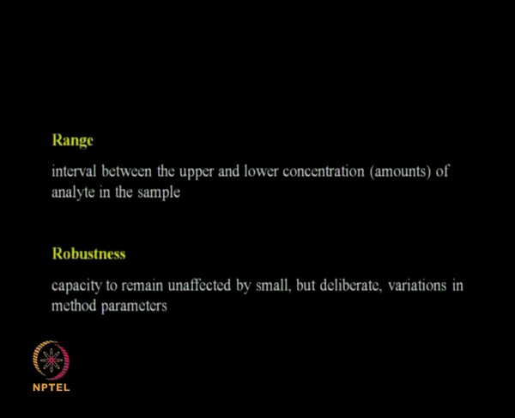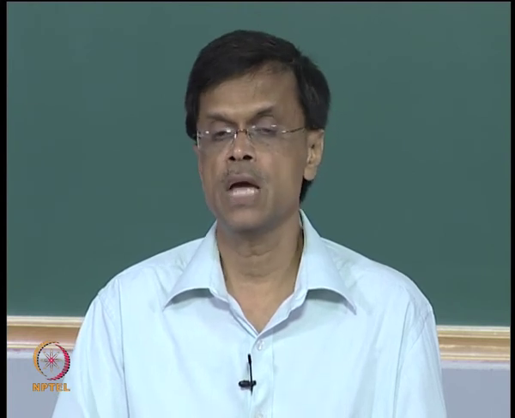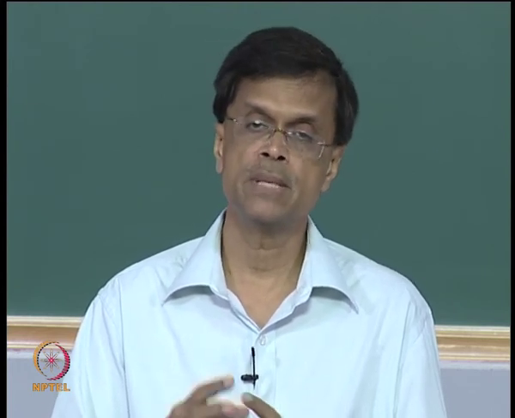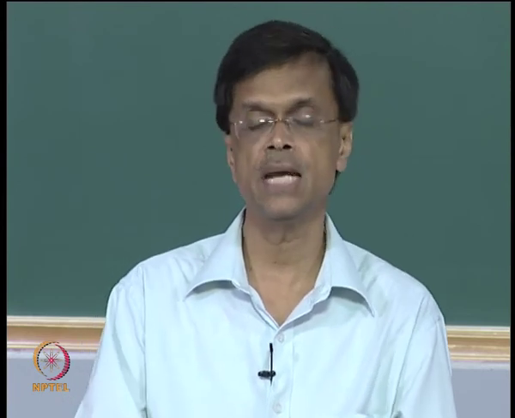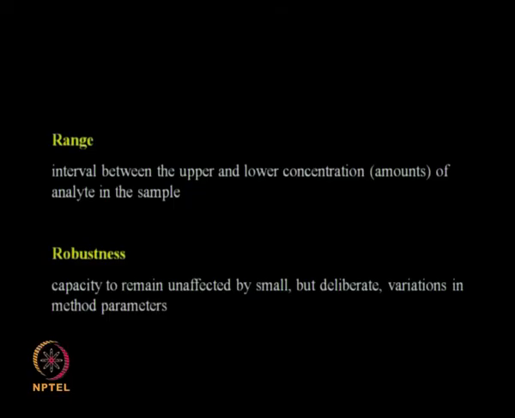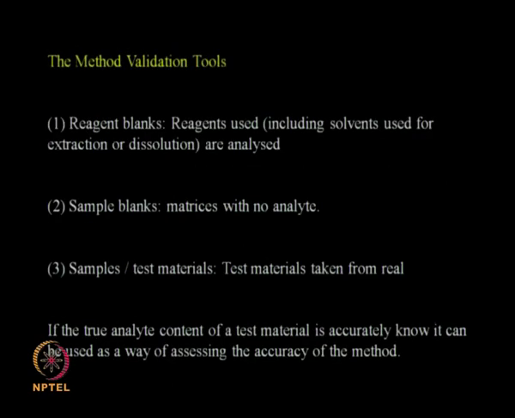Robustness is how stable the technique is even when there are small variations in your methods. Say I make a small mistake during preparation of the sample, or there are small mistakes in the solvent flow rate. Is the method very robust, or is it going to change dramatically when you have small mistakes incorporated? That is what is called robustness, and ideally we would like to have a robust HPLC technique.